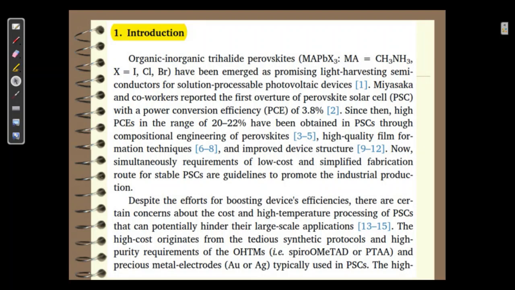The high cost originates from the tedious synthetic protocols and high purity requirements of the organic hole transporting materials such as spiro-OMeTAD and PTAA. So it means that the introduction can show the brief history of the field, what is going on, what the limitations of that field are, and how we can address these limitations. So the introduction is very important in this sense.